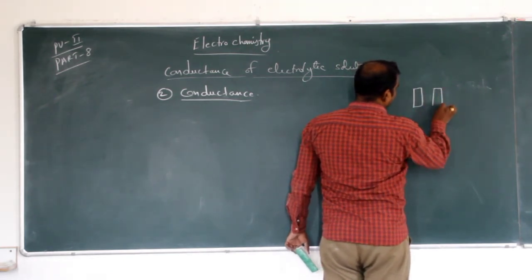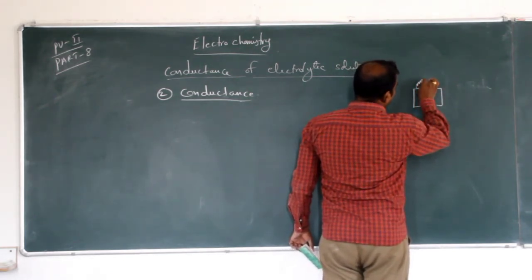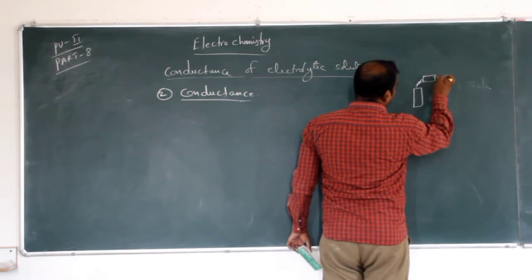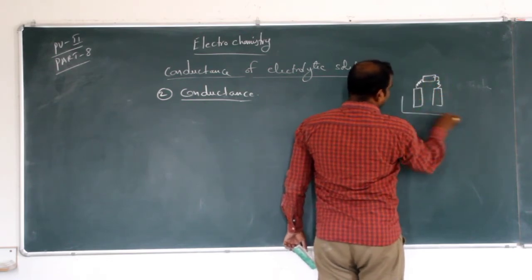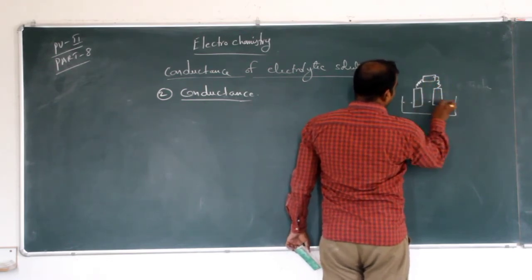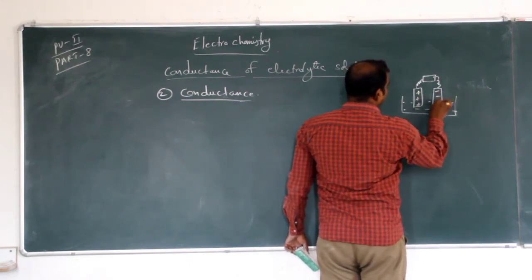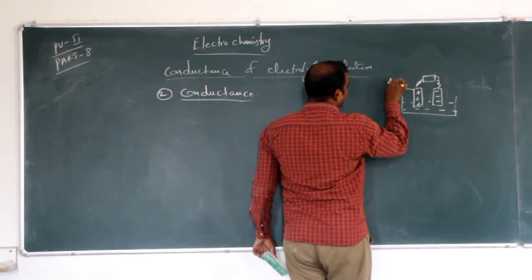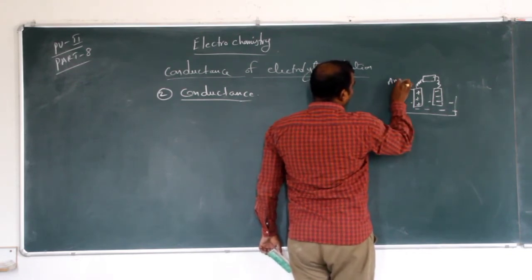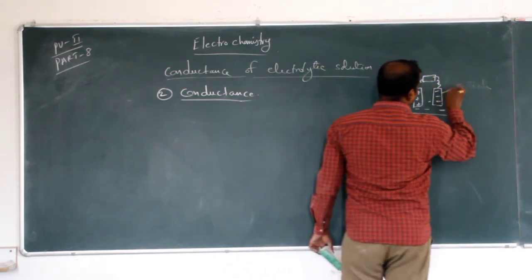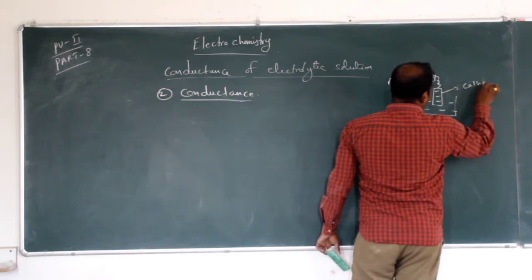Two electrodes, and here this will be connected to a battery like this. These are taken in a beaker, these are positive electrodes and these are negative electrodes. This is the anode and this is the cathode.